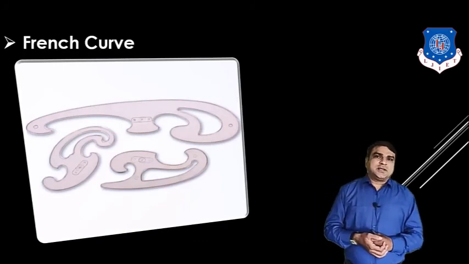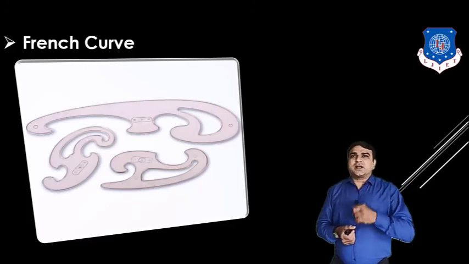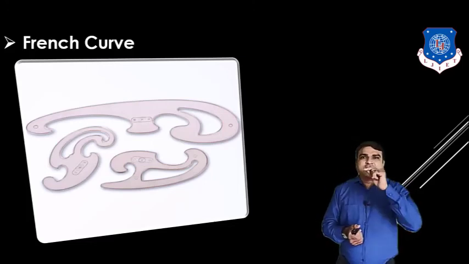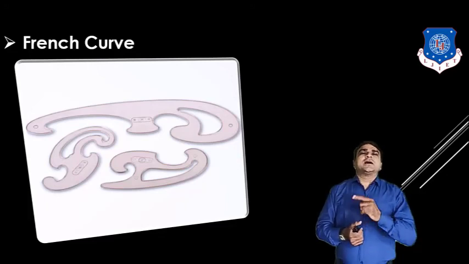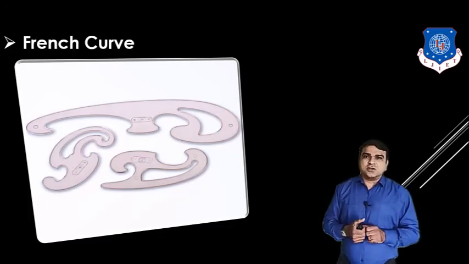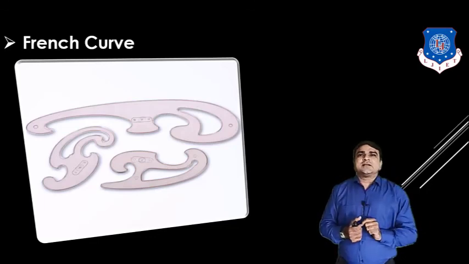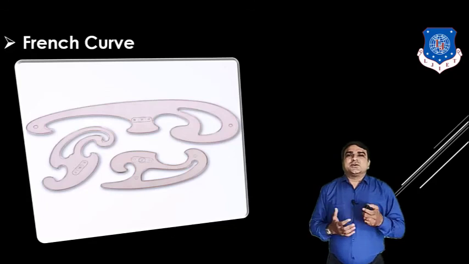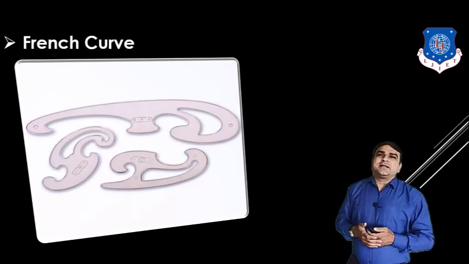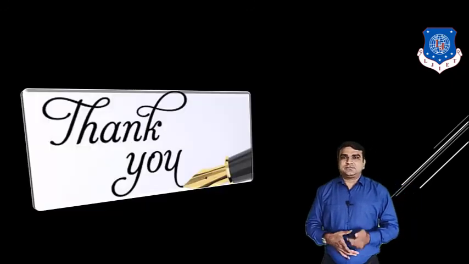Now French curve. With the use of a compass, you can draw a circular arc, but that circular arc has a constant radius. But sometimes we have to draw a curve which has no constant radius. We have to join or locate different points, connecting all points with the use of a French curve. So ellipse, parabola, hyperbola, these types of curves are drawn with the use of a French curve.